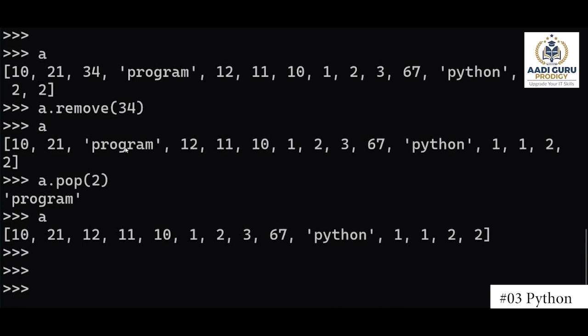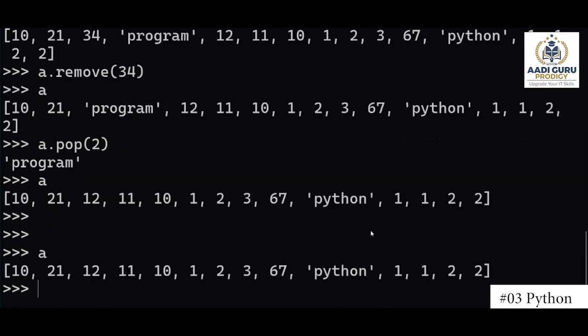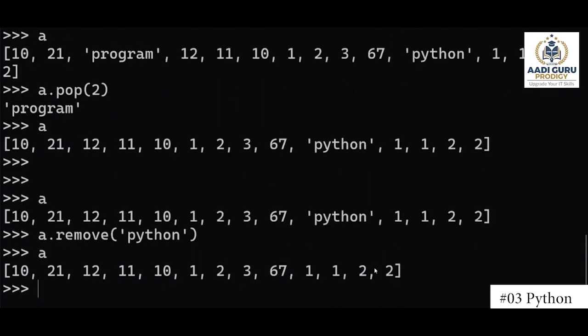Okay, so let's say now I want to delete something. I want to delete this Python. How will you delete this from a list? You have a list, you want to delete this Python. So how will you delete? A dot remove, sir. Correct. A dot remove. You will give Python, right? So A dot remove Python. Now if you check A, it got removed.